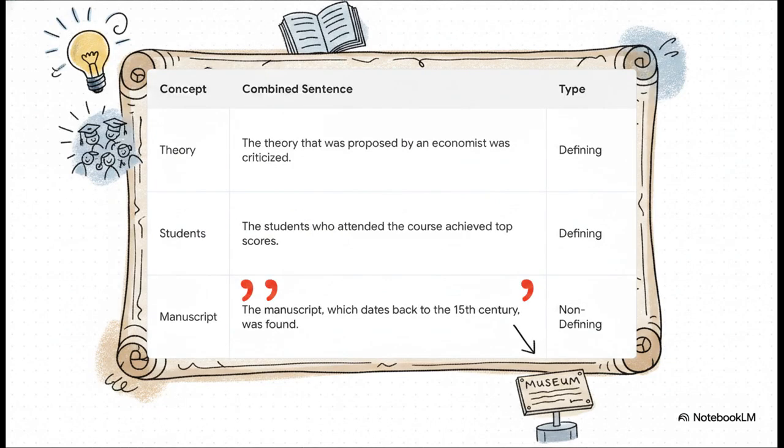We'll wrap up our rapid expansion by contrasting the defining that and who clauses with this beautifully descriptive non-defining manuscript example. With the students, it wasn't just any students who achieved top scores, it was specifically the defining group who attended the intensive course. But look at that manuscript example. We use the commas to frame the phrase, which is believed to date back to the 15th century. It literally reads exactly like a placard in a high-end museum.